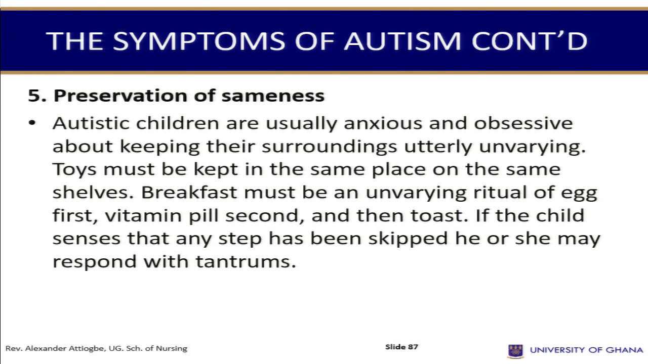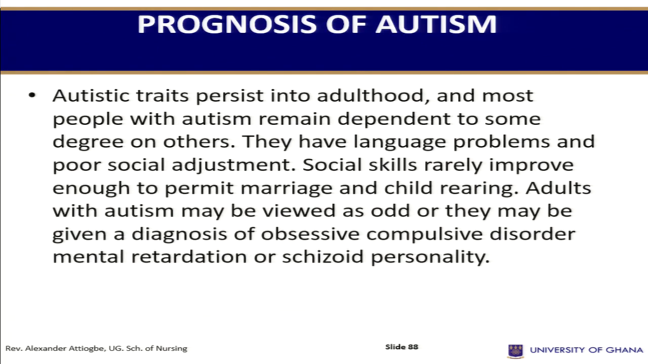Preservation of sameness, the last symptom. Autistic children are usually anxious and obsessive about keeping their surroundings utterly unvarying. Toys must be kept in the same place, on the same shelves. Breakfast must be an unvarying ritual of egg first, vitamin pill second, and then toast. If the child senses that any step has been skipped, he or she may respond with temper tantrums.